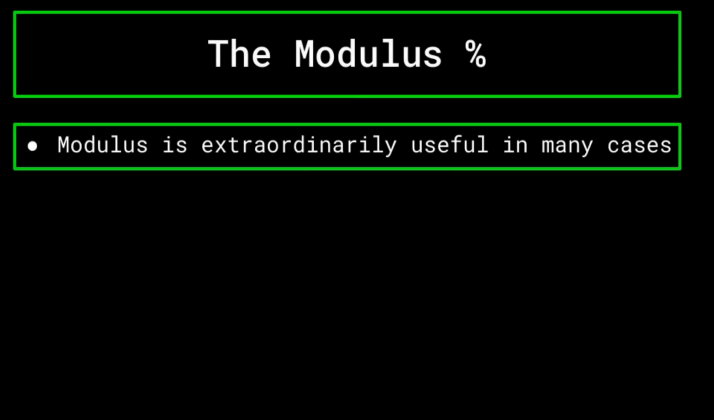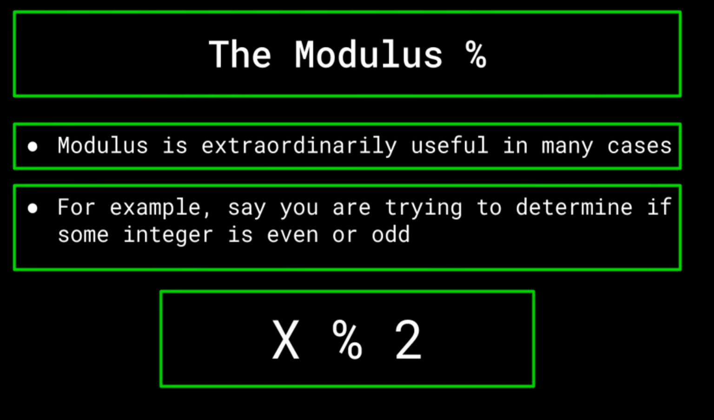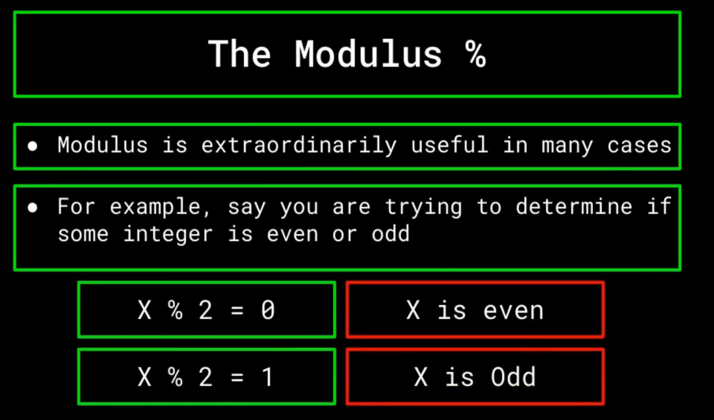The modulus operator is extraordinarily useful in many cases. For example, if you want to determine if an integer is even or odd, then you would take that number, let's call it x, and write x modulus 2. This will return either 1 or 0. If x modulus 2 is equal to 1, then x is not divisible by 2, and therefore it is odd. Whereas if x modulus 2 is equal to 0, then it is an even integer. This can be expanded upon to determine if any number x is divisible by any other number y. If x modulus y is equal to 0, then x is divisible by y.